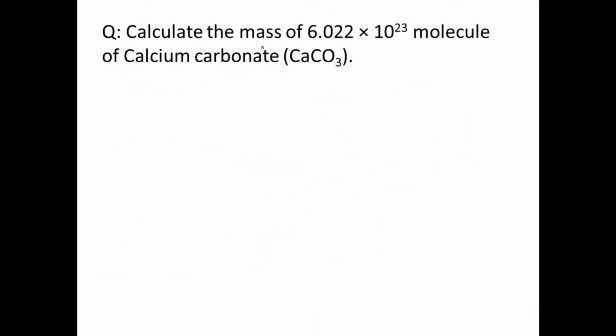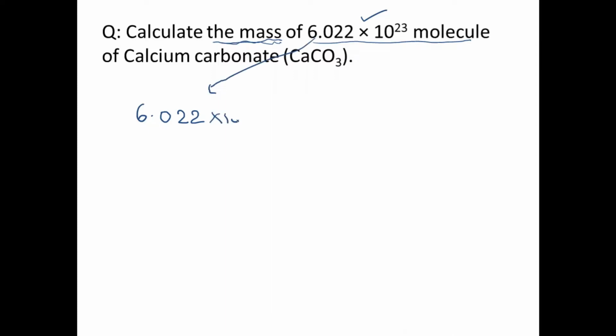One more question. See, we are doing multiple questions for your understanding. This time we are supposed to find out the mass, and the number of particles is already given in the question. Calculate the mass of 6.022 times 10 raised to the power 23 molecules of calcium carbonate. So we quickly use that formula, the number of particles. So the number of particles is this, which is given in the question.